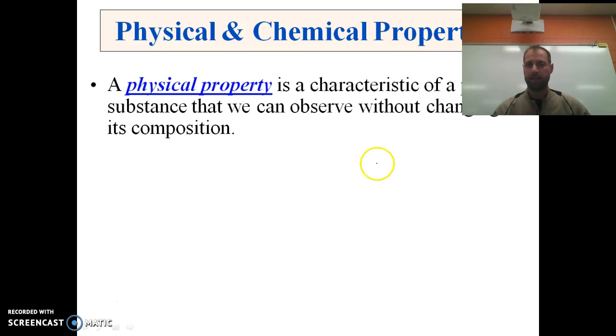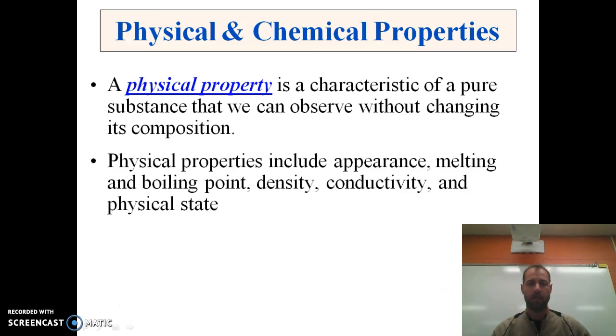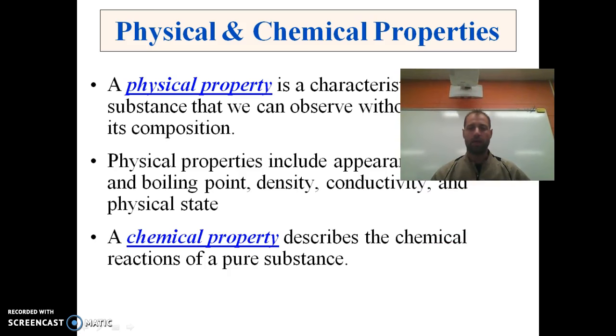Speaking of physical and chemical properties, a physical property is a characteristic of a pure substance that we can observe without changing its composition. This is going to include its physical appearance, its melting and boiling points, density, conductivity, and its physical state. Chemical properties describe the chemical reactions of a pure substance.